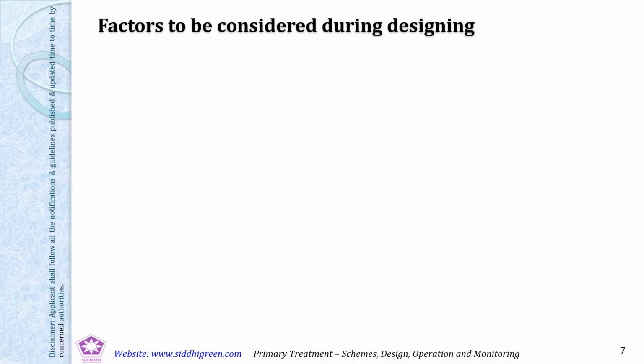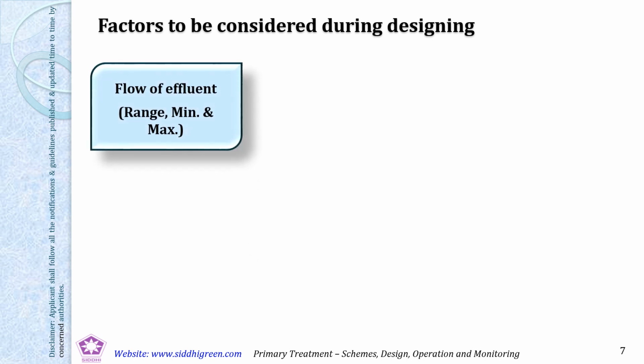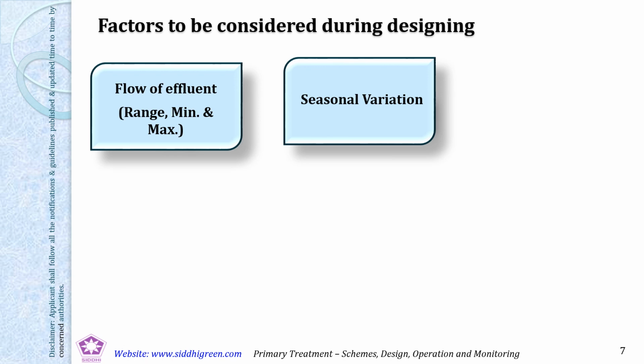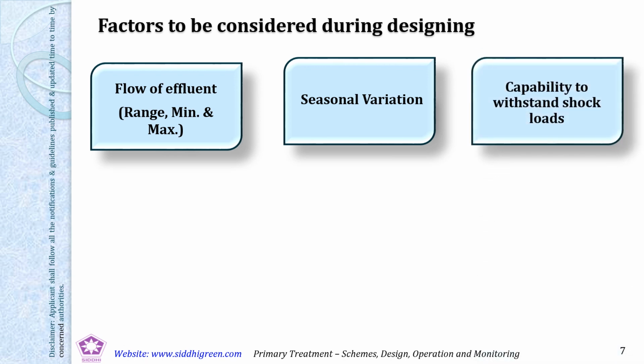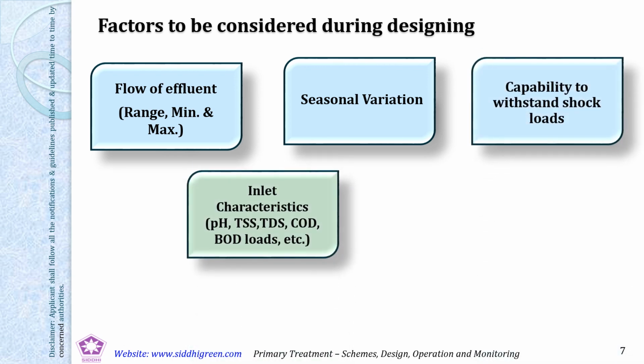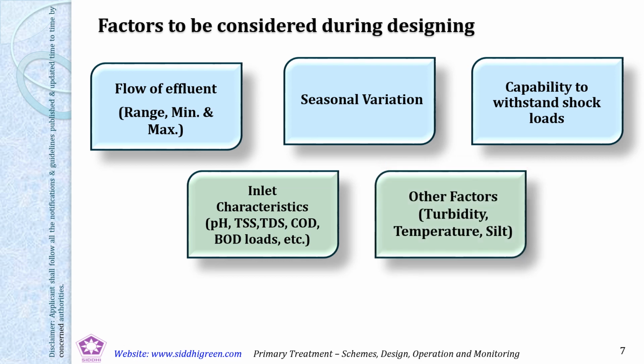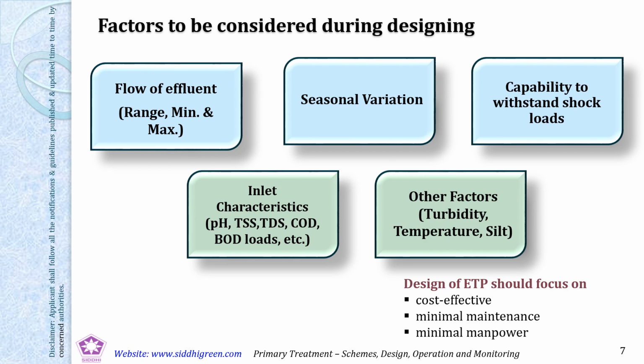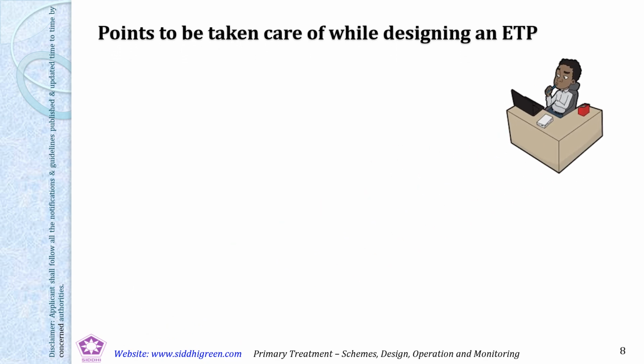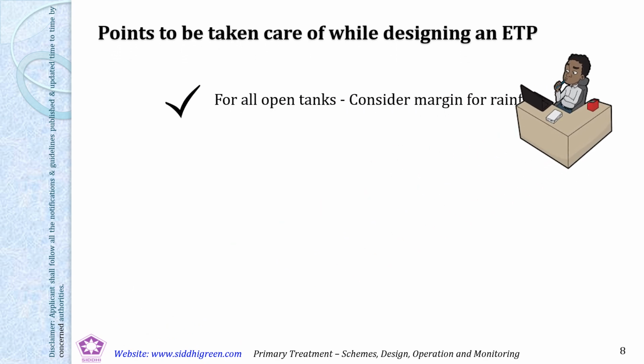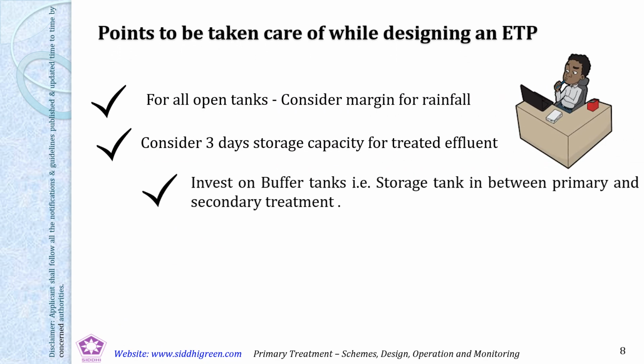The main factors to be considered for designing an ETP include estimation of minimum and maximum flow of effluent, seasonal variation, capability to withstand shock loads, inlet characteristics, and other factors including turbidity, temperature, silt. The ETP to be designed must be cost effective with minimal maintenance and manpower. Points to be taken care of while designing an ETP are mentioned hereby.